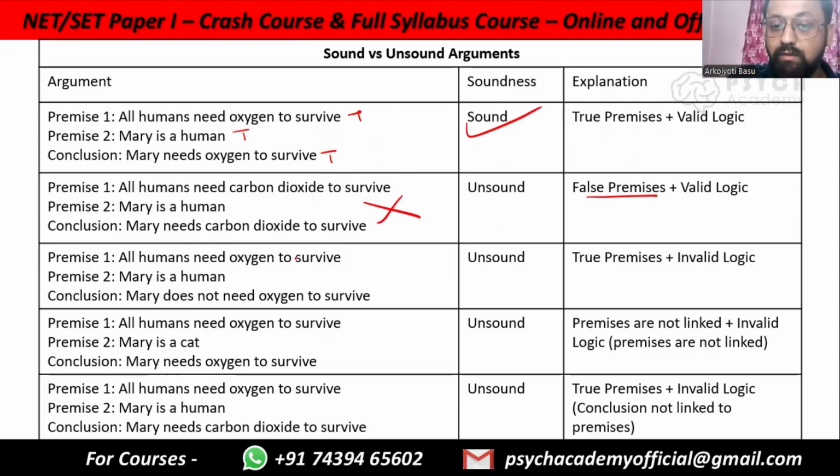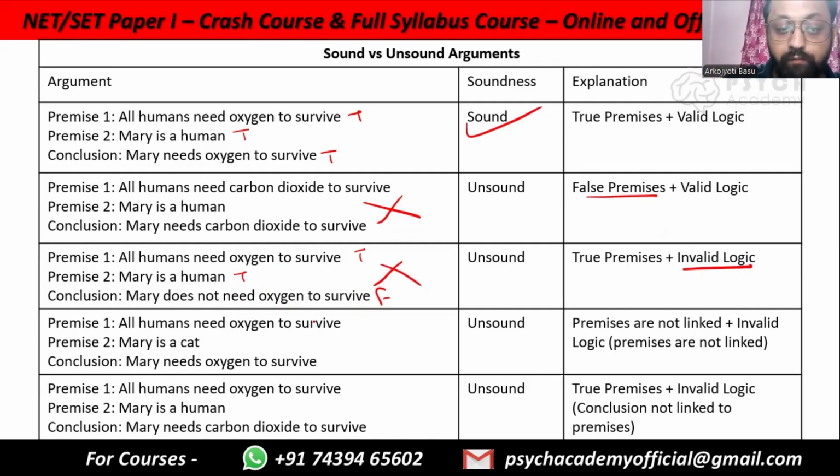All humans need oxygen to survive. Okay, true. Mary is a human. True. Mary does not need oxygen to survive. This cannot work. That is, this is invalid because you are talking about everybody needing oxygen. Mary is a human. Then why would Mary not need oxygen? So invalid logic. Once again, this is unsound.